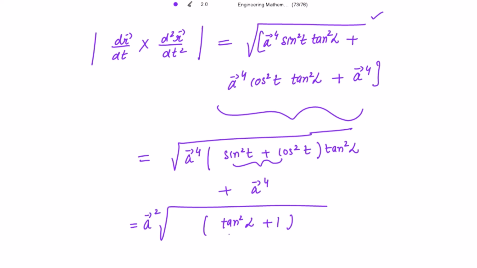And what is 1 plus tan square alpha? It is equal to secant square alpha. Yes, this is secant square alpha. So the square root sign disappears from this. It is now secant alpha. So this is a required solution for the absolute value of the cross product of these two vectors.